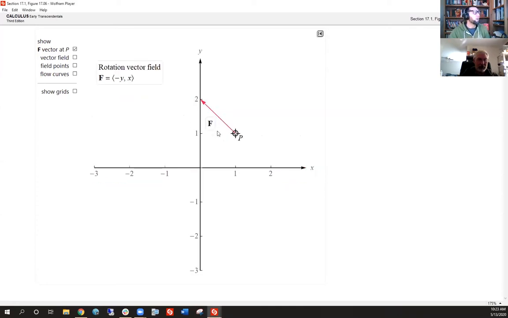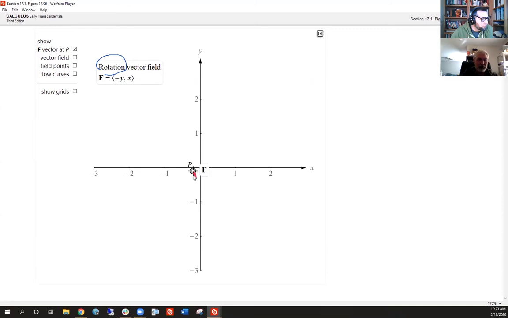All right. This next one is rotation, and probably blow your mind. You can imagine that with a name like rotation, the vectors are all going to kind of point around. In this case, they're going counterclockwise.